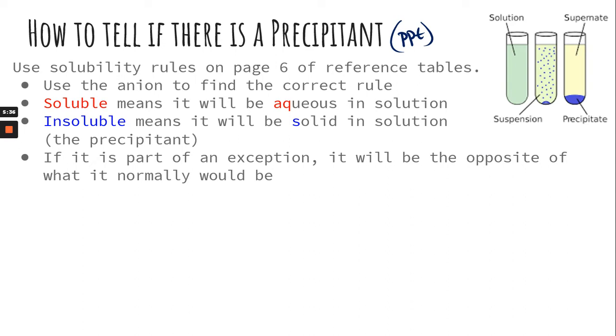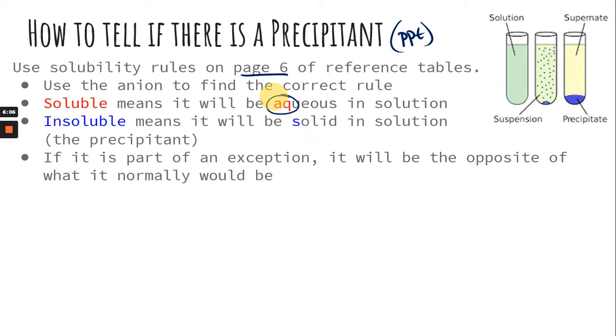You want to use the anion in the formula. So look at your reference tables on page 6. At the very top is your list of solubility rules. Now there's two lists there. The first one is for soluble, and soluble means it's aqueous in solution. So we use the AQ symbol. So next to the word soluble on page 6, you might want to write AQ, that it's aqueous.